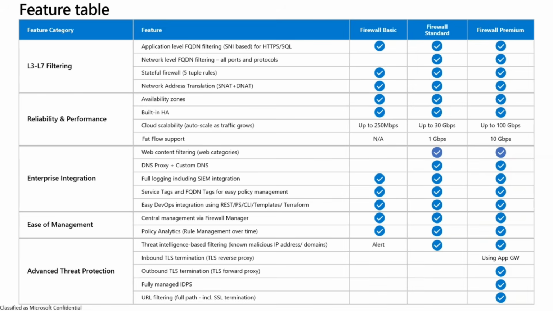Then we have Azure Firewall Standard, which builds on Basic by adding scale up to 30 Gbps and more enforcement. So you get threat intelligence in both alert and deny mode, outbound web category filtering, FQDN filtering, and support for custom DNS.